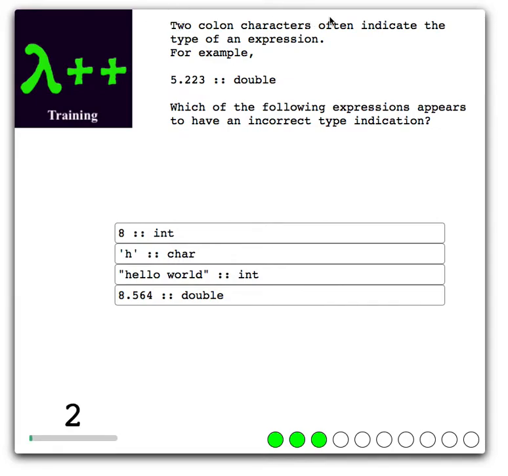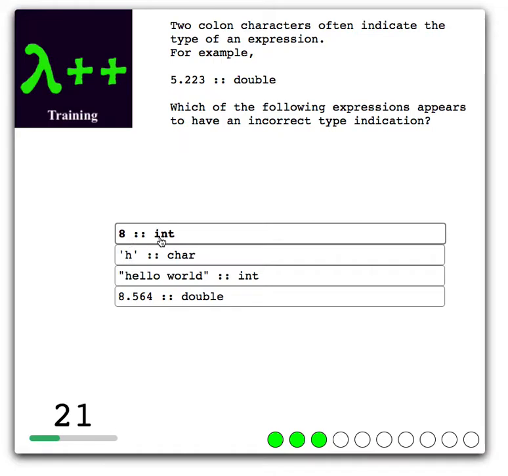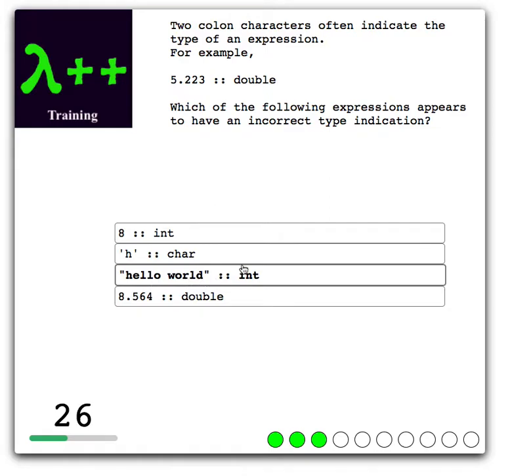Two colon characters often indicate the type of an expression. If you have something like 5.223, we would use two colons to say, hey, this type is a double. Which of the following expressions appears to have an incorrect type indication? So 8 : int sounds right. H : char sounds right. "Hello world" in quotes : int. Yeah, that's not an int. That's a string. If it was an int, it would be like 1 or 5 or 10. And of course, this last one looks like it's a double. So it's the third answer here, C.